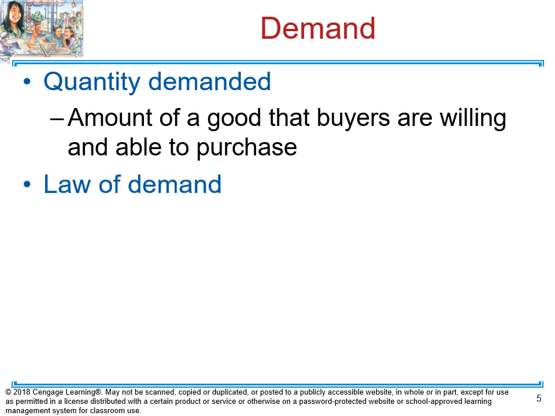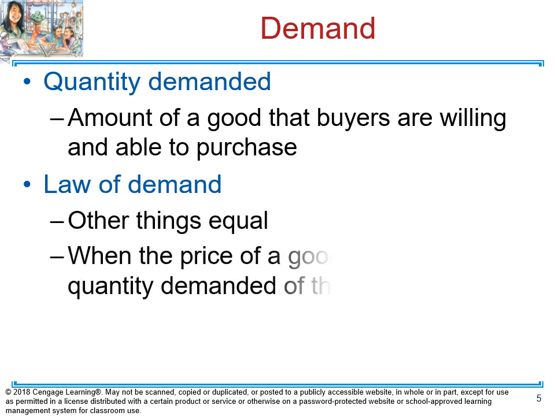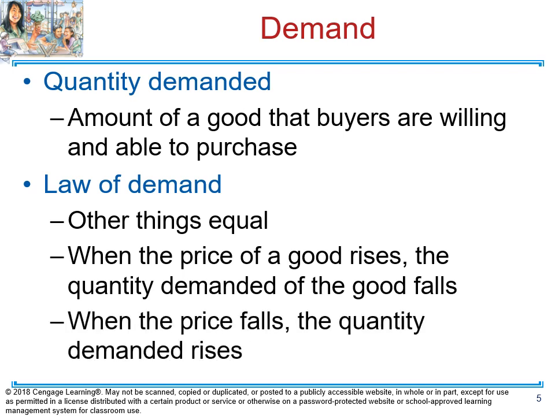And thinking about the buyer side of the market, the most important thing to keep in mind is what we call the law of demand. The law of demand says that, other things equal, when the price of a good rises, the quantity demanded of the good falls. So this is very important. When the price of a good rises, the quantity demanded of the good falls. And also the converse is true. When the price falls, the quantity demanded rises.